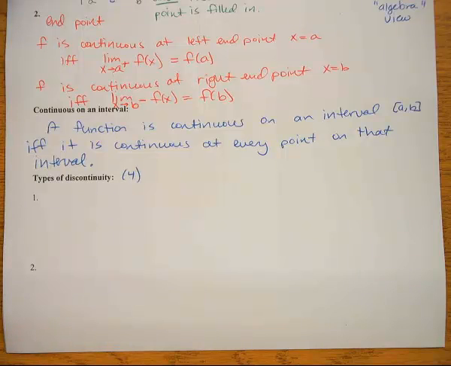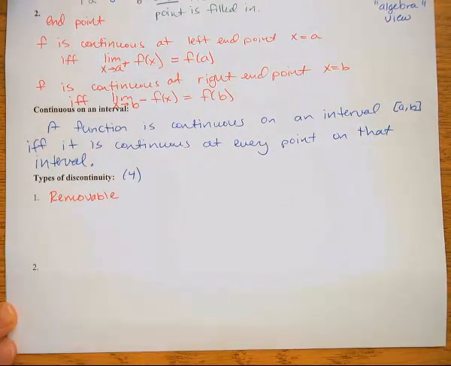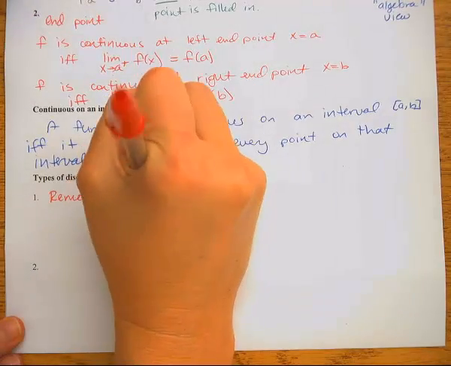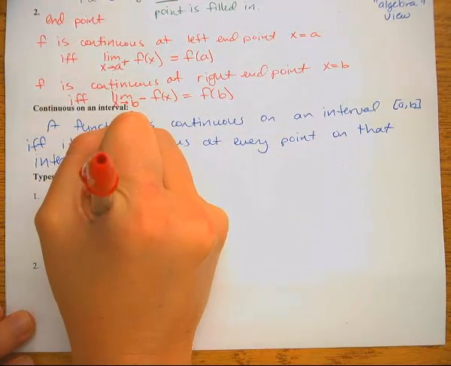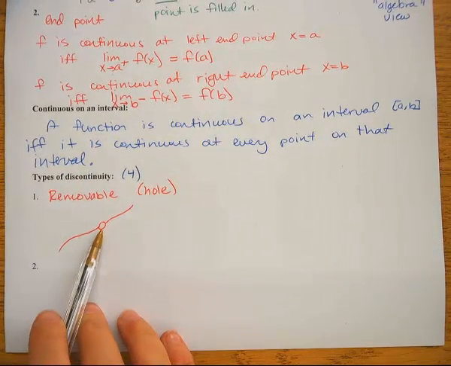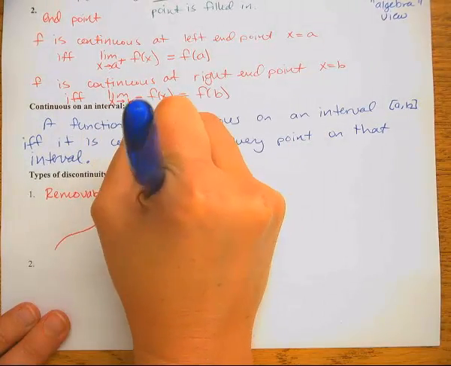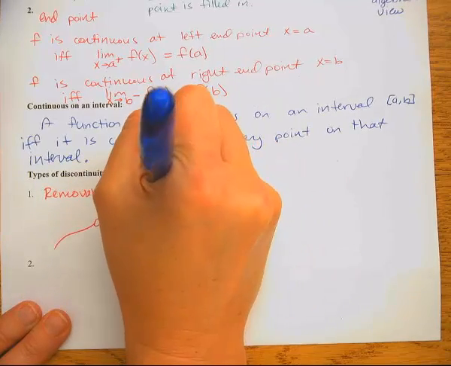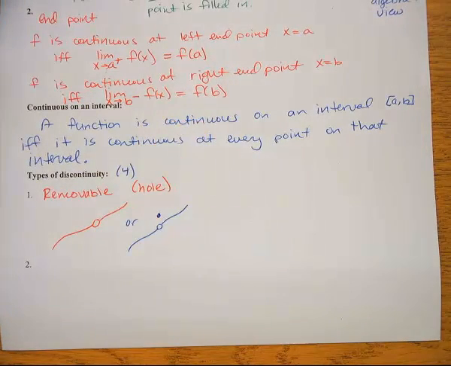The first one is the least threatening, and that's the one that is referred to as removable. And you will see later how we remove them. The other word we use for the removable discontinuities is the word hole. An example of what that would look like would be a nice, smooth, and connected graph everywhere else except right at that one point you would have a hole. Or sometimes you have this scenario where it's smooth and connected everywhere, you have a hole, and then you have some other value either above or below that hole. Those are the 2 types of ways you might see a removable discontinuity.